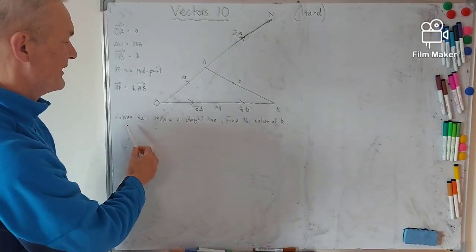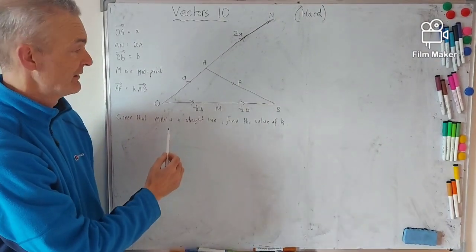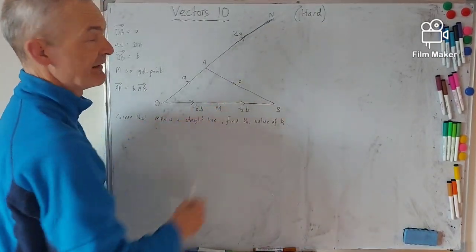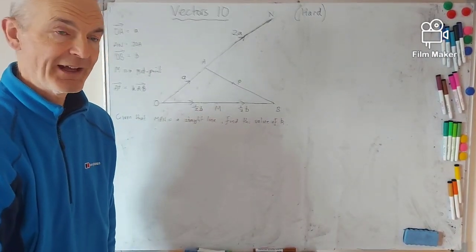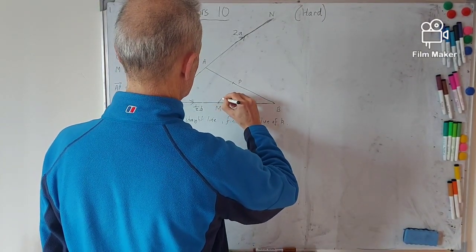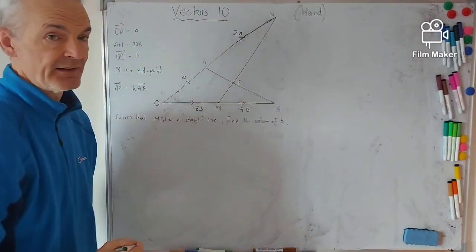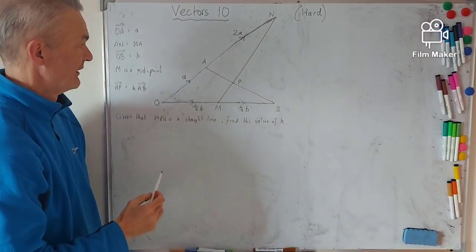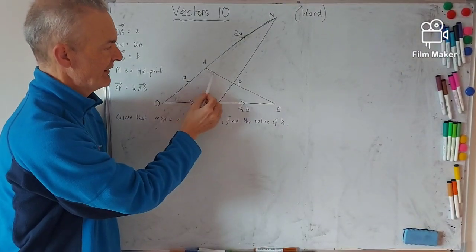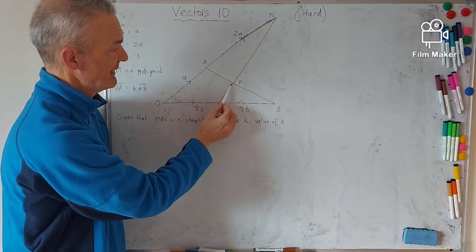And then we're told, given that MPN is a straight line, find the value of K. So MPN is a straight line. So I'm just going to put that in as a straight line. So there it is, and we know it's a straight line. So it looks like from the question that we're interested predominantly in this bit here, A to P.